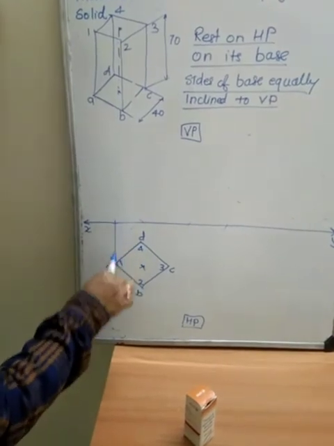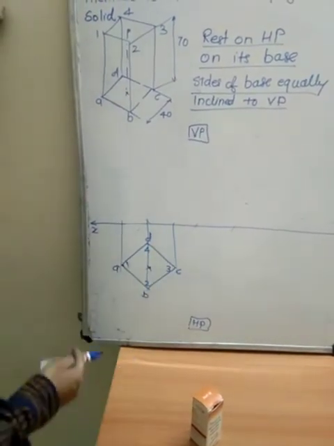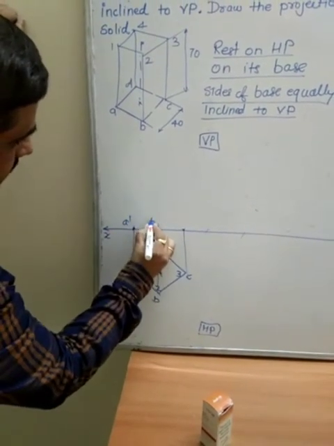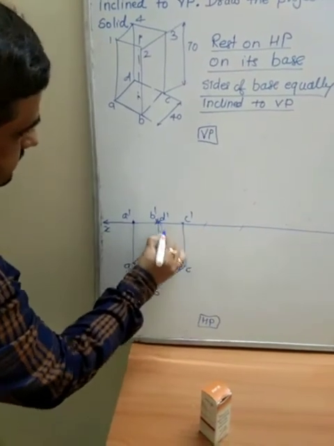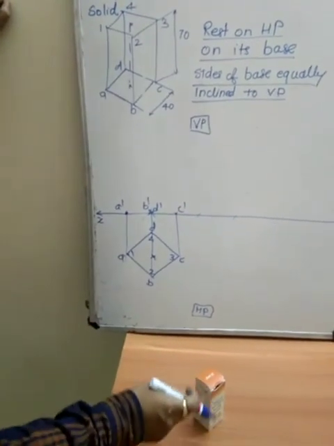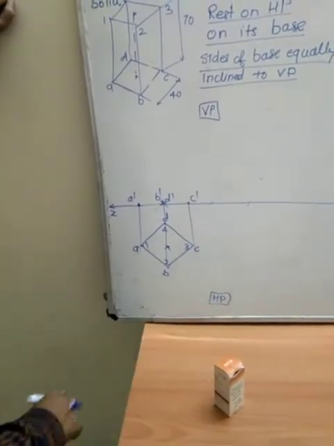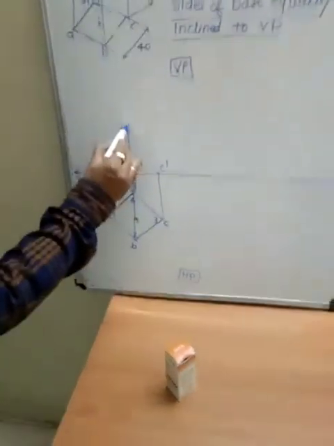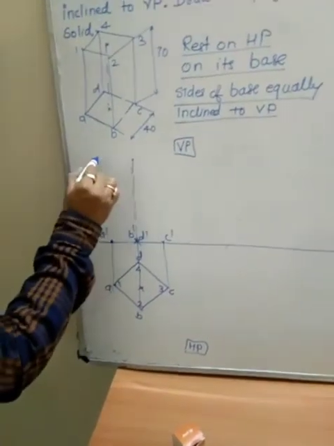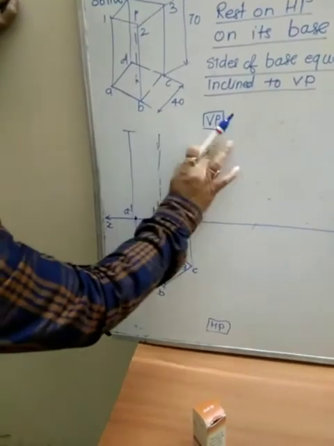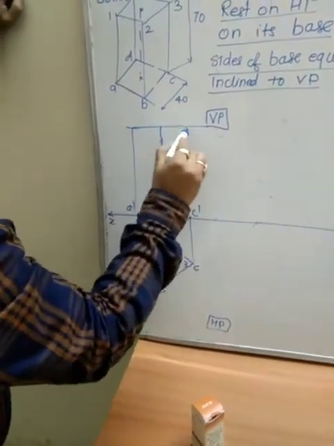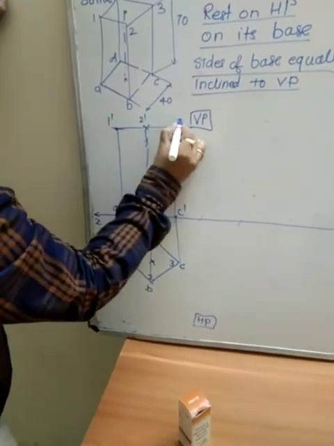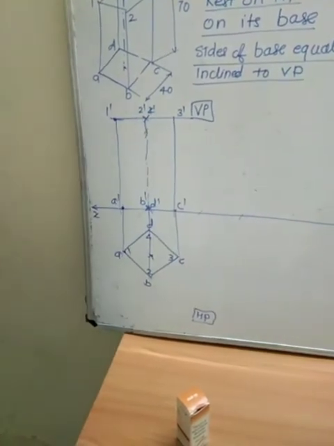Now projecting the front view. So this is the front view. Now the lower base is on HP, so A dash, B dash, C dash, D dash, and this is the axis. As the front edge and this axis coincide with each other, here you will get the axis. Now the height of the axis is 70 mm. Now this is the upper base, 1 dash, 2 dash, 3 dash, 4 dash.